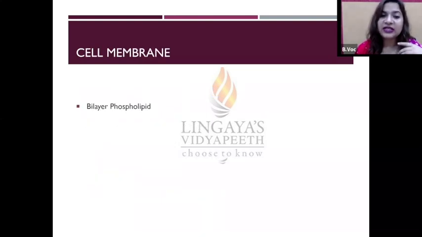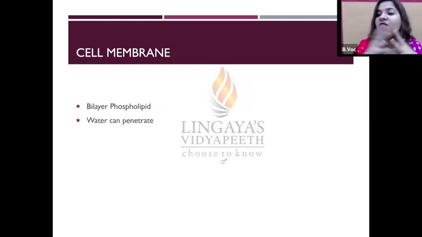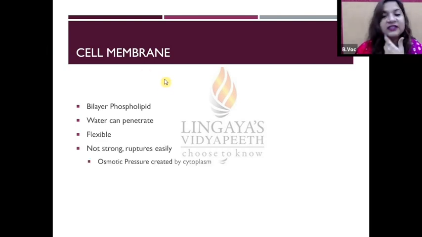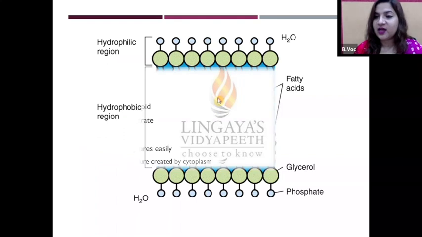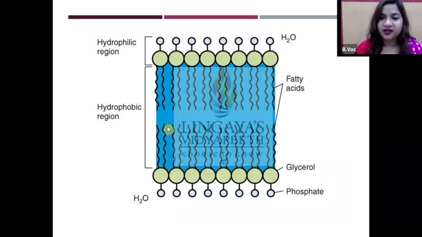Now talking about the cell membrane. The cell membrane of the bacteria is a phospholipid bilayer. It is made up of two layers of phospholipids. The water can easily penetrate into the cell membrane. It is flexible in nature. It is not very strong. It can rupture easily. The osmotic pressure is created by the cytoplasm on the cell membrane.